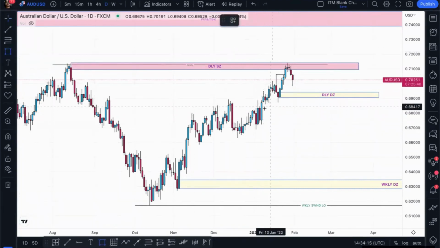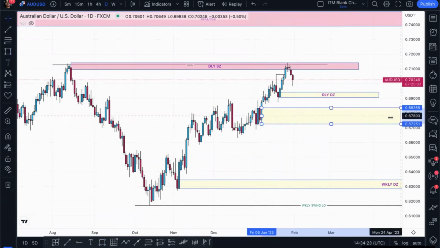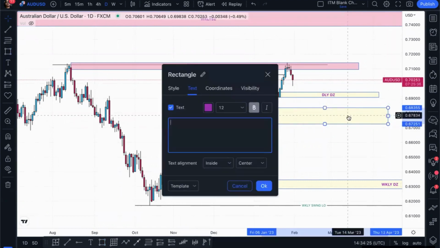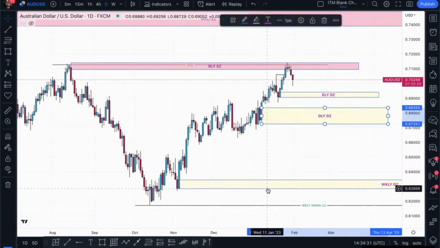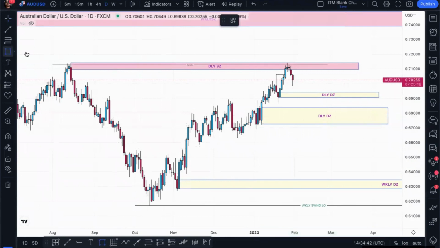So can we mark this one as our valid zone? Yes, we can mark this one as our valid zone as well. Daily demand zone. Move down further, nothing. One up here, that's valid with this fair value gap. So we can also mark this one as our daily demand zone.